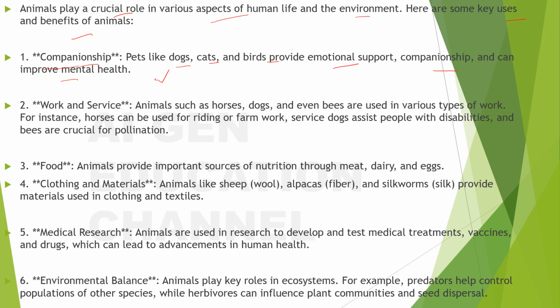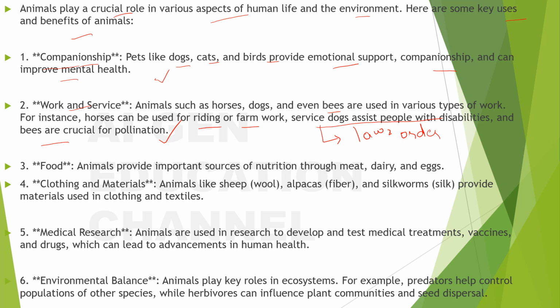It is one of the uses of animals. And work and service. Animals such as horses, dogs and even bees are used in various types of work. For instance, horses can be used for riding or farm work. Service dogs assist people with disabilities, and bees are crucial for pollination. This we have seen in the plants chapter. You can also find service dogs in law and order, where the police take sniffer dogs to identify the bad one, right?